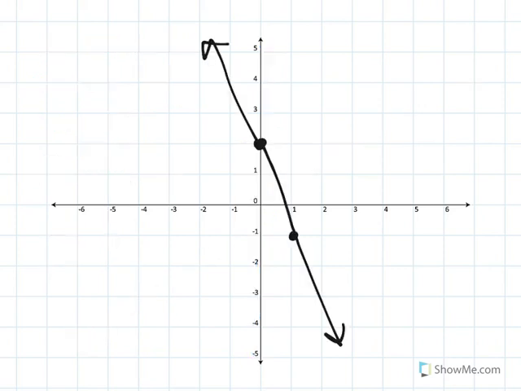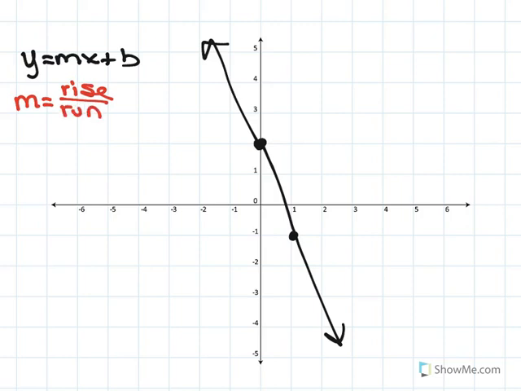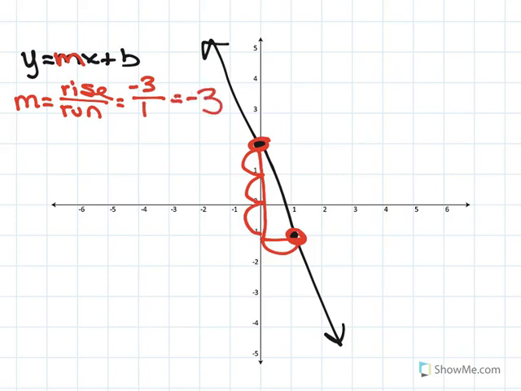Alright, let's try another one. So again, y equals mx plus b is our format. First thing we're going to do is find our m, rise over run. This is our m, so that's where you're going to put it. We start at the left dot. To get to the right dot, I have to go down and run across. So I'm going down 1, 2, 3 boxes. Since I'm going down, it makes it -3. And then I run across 1. If you simplify this, you just get -3.